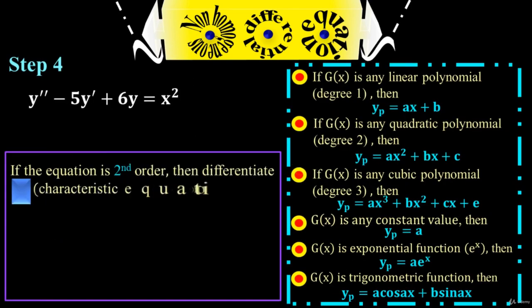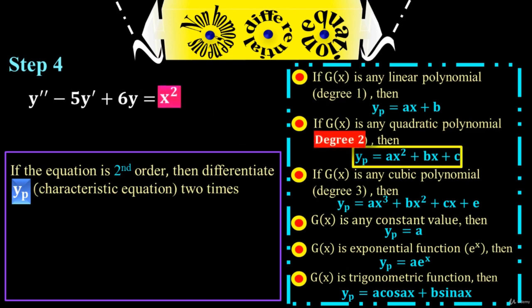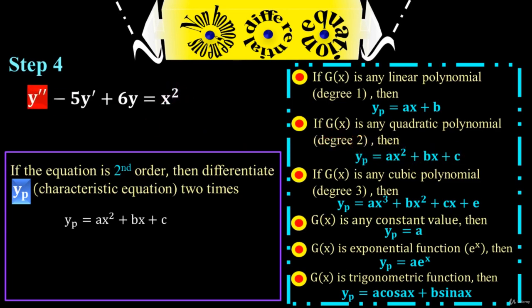If the equation is second order, then differentiate y sub p, which is the characteristic equation, 2 times. But first things first. Let me check the right side first. My g of x is x squared, which is degree 2. So I will pick this equation, y sub p equals ax squared plus bx plus c. y sub p is a characteristic equation. The next thing is to check the left side. The maximum derivative term here is the second derivative, and therefore I'm going to differentiate this equation 2 times.